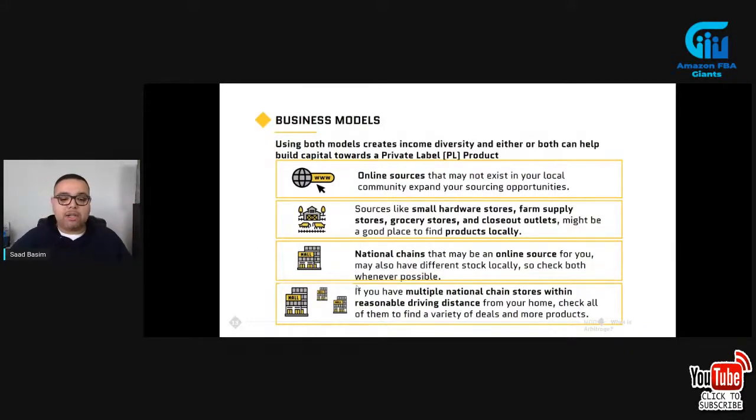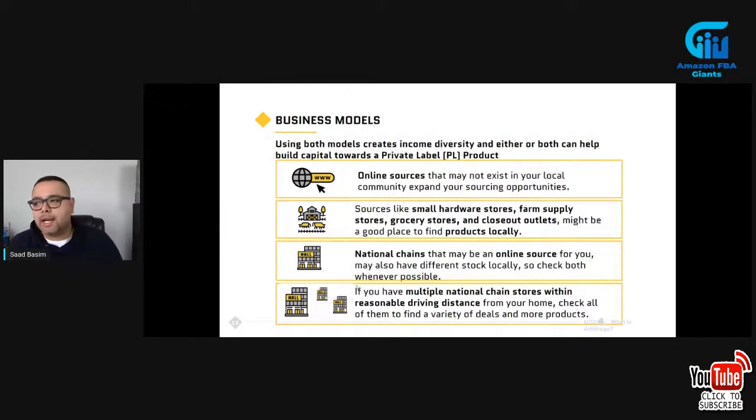And also, if you're selling from outside countries, you'll be able to use online arbitrage to start that kind of business model, which is really, really cool. Sources like small hardware stores, farm supply stores, grocery stores, and closeout outlets might be a good idea to find product locally, which is 100%.